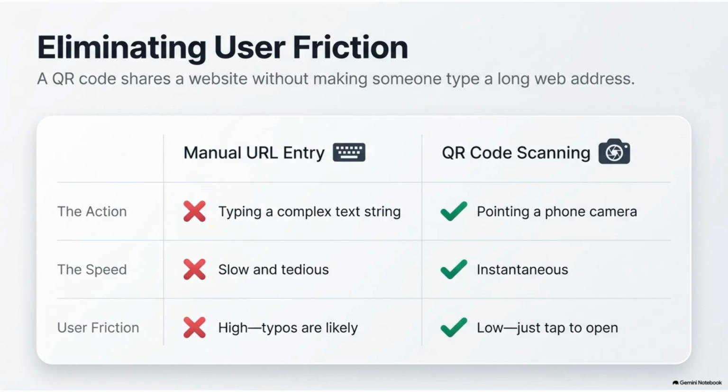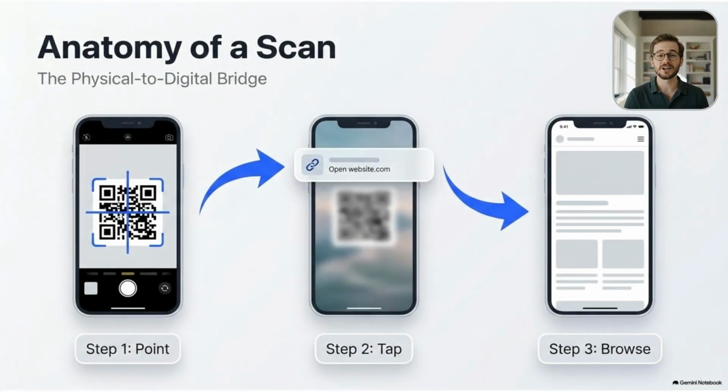QR codes are a fantastic tool for reducing user friction. Instead of forcing someone to manually type a long, complex web address, you provide a simple way to access content instantly with their phone camera, significantly reducing the chance of errors. Think of a QR code as a bridge between the physical and digital worlds.